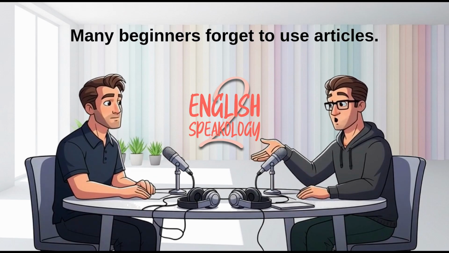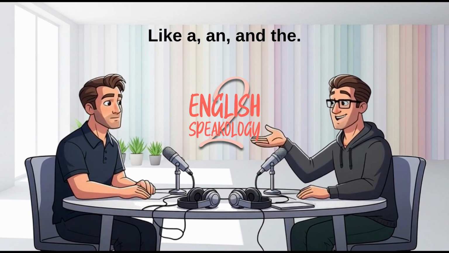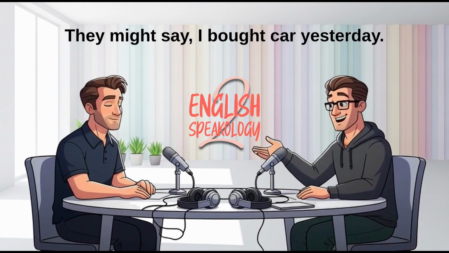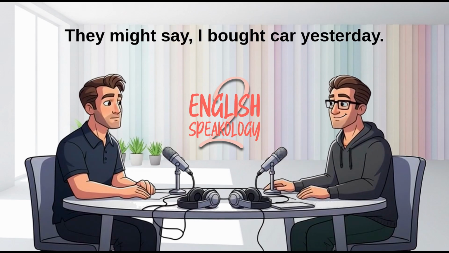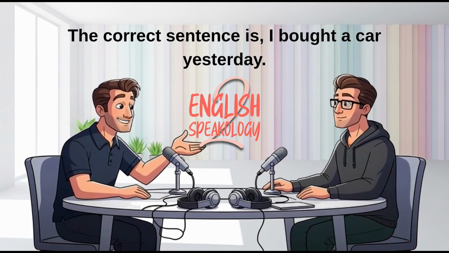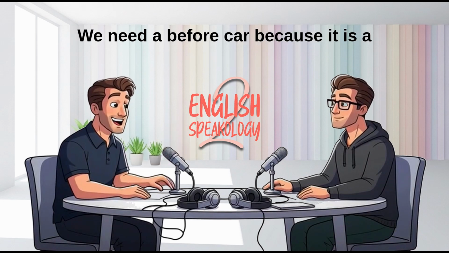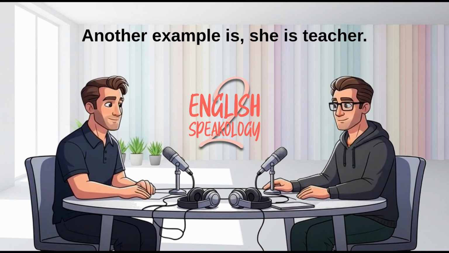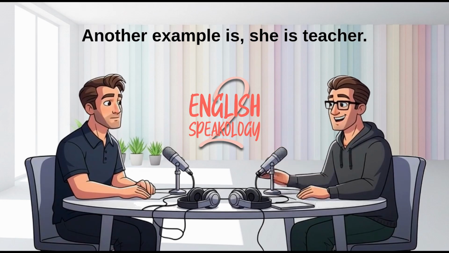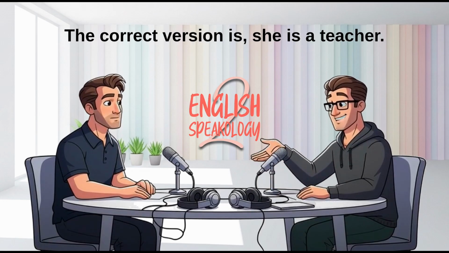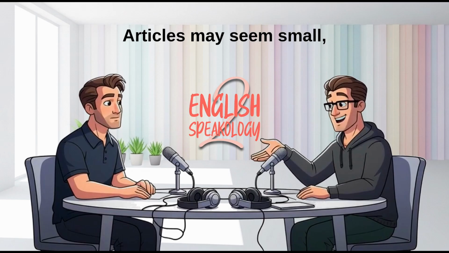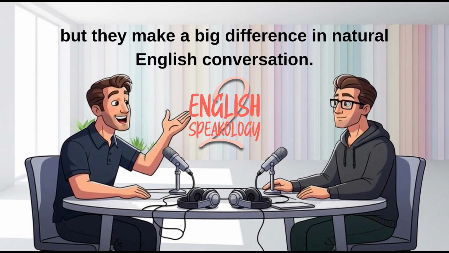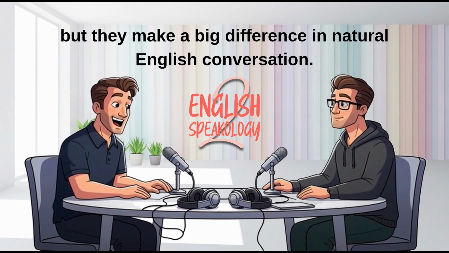Many beginners forget to use articles like a, an, and the. They might say, I bought car yesterday. The correct sentence is, I bought a car yesterday. We need a before car because it is a singular countable noun. Another example is, she is teacher. The correct version is, she is a teacher. Articles may seem small, but they make a big difference in natural English conversation.